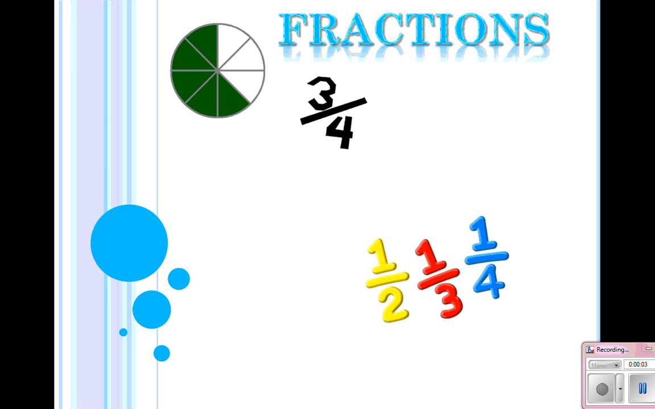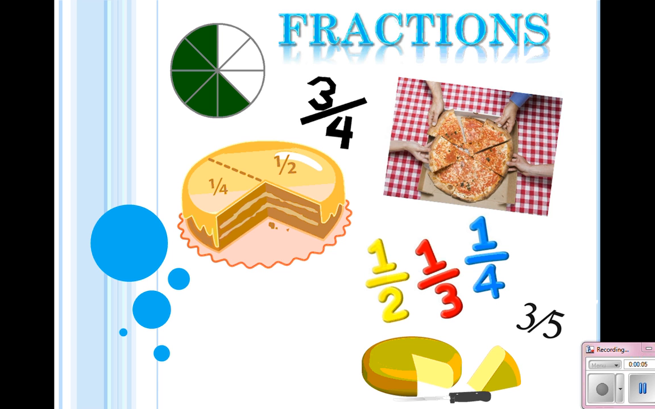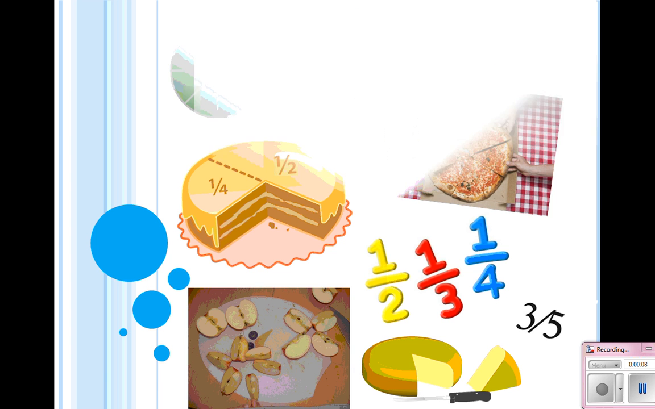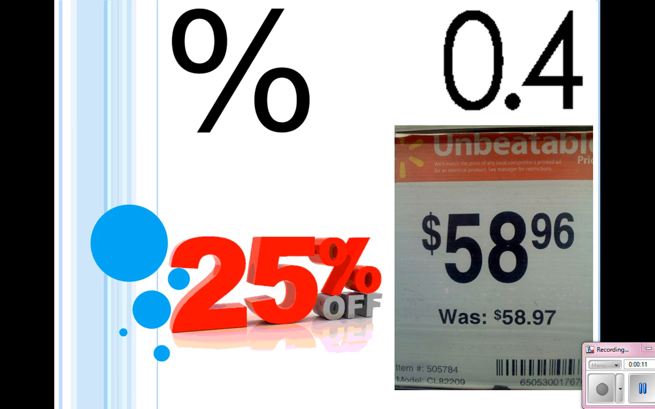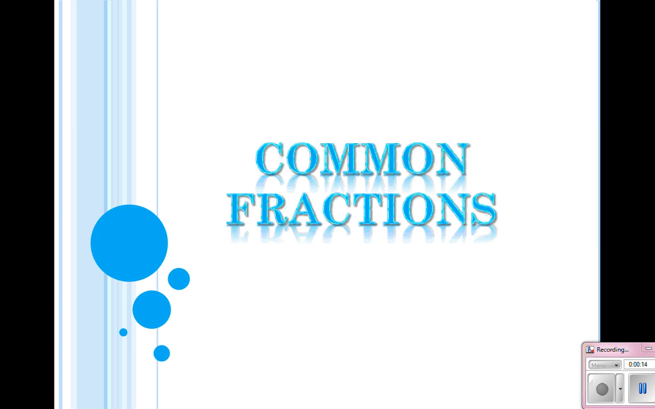When an object or number is split up into equal parts, then each part is called a fraction. There are loads of different ways to write fractions, like in decimals or percentages, things you might see at the shops. But the way we're going to learn about them now is in common fractions. Common fractions look something like this.